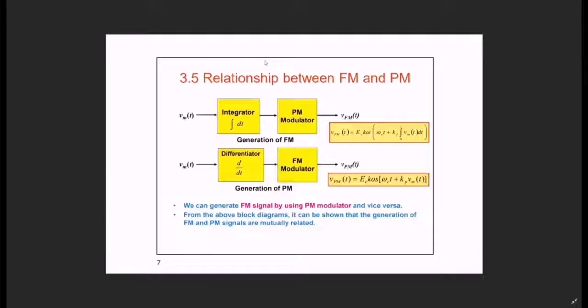This is the relationship between FM and PM. As we can see, FM signal can be generated by using PM modulator. Likewise, PM signal can also be generated by using FM modulator. So from all the block diagrams, it can be shown that generation of FM and PM signal are actually related to each other.